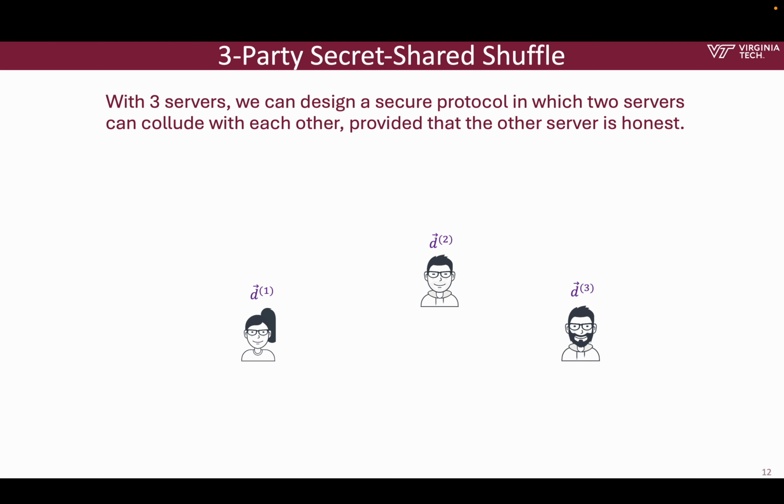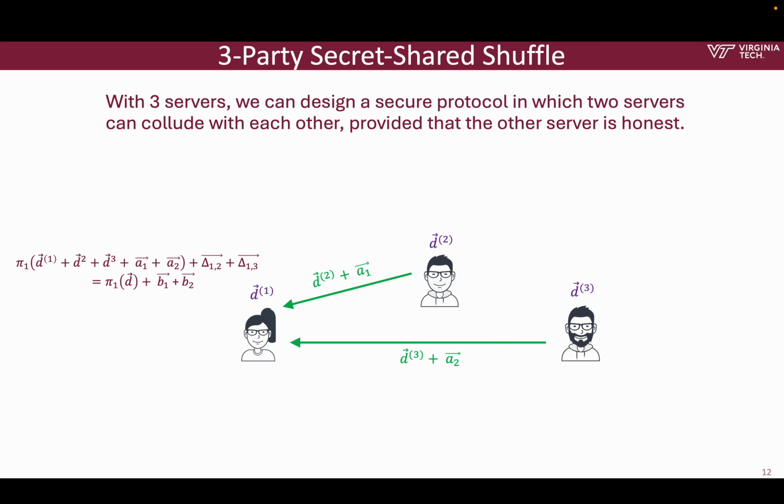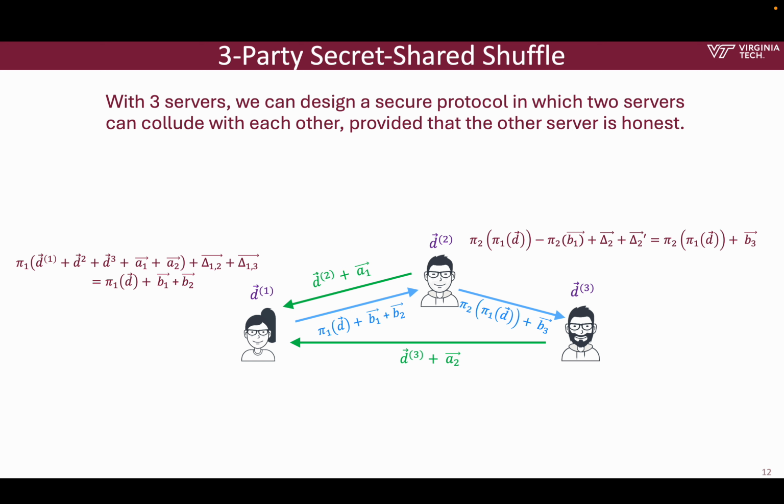With those pre-processing materials, in the online phase, each party holds a share D1, D2, and D3 as described here. At the beginning, party P2 and P3 send their mask values to P1. Then P1 computes the permuted output as in the formula here, then sends the permuted masked output to party P2, and party P2 computes a new shuffle output, applies one more permutation pi2, and sends the permuted masked output to P3. Finally, server P3 unmasks the shuffle output by removing the vector B3 here.